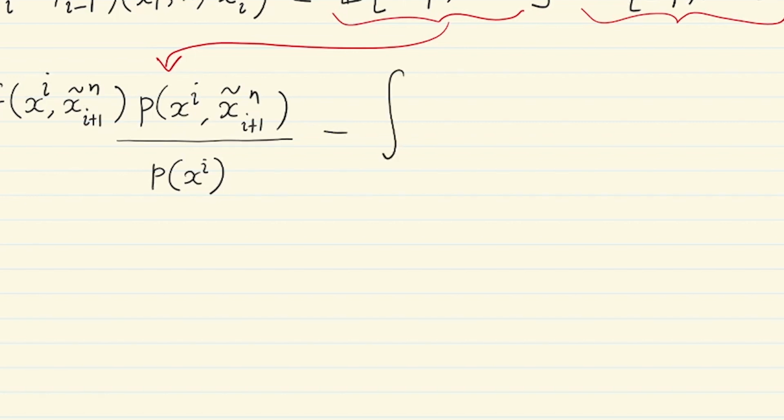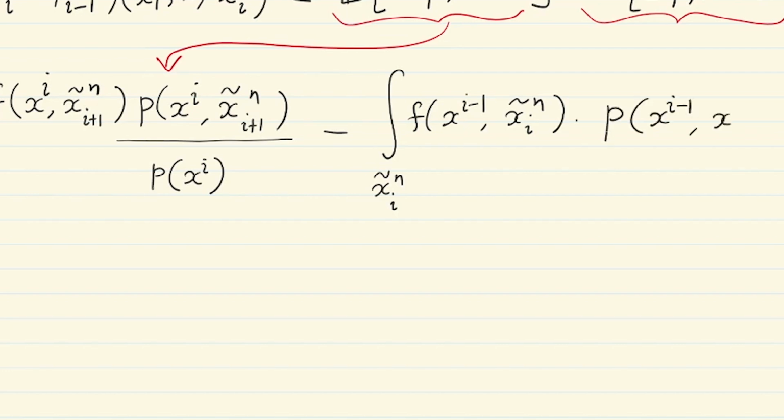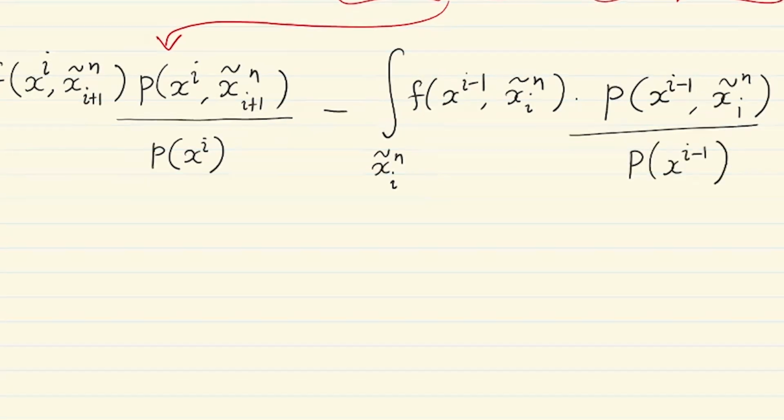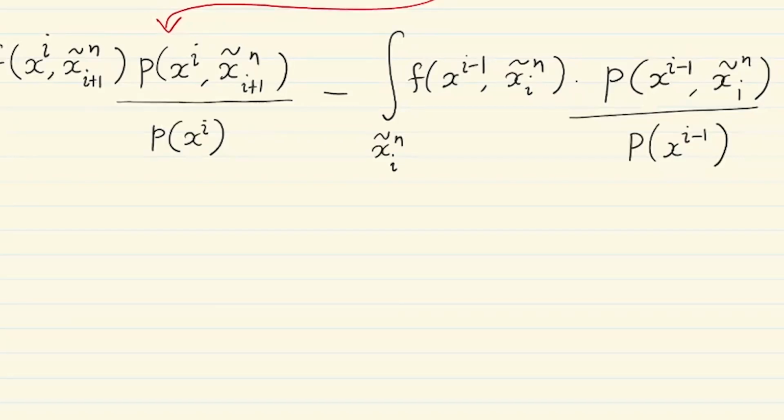So the integration is performed over all random variables other than the first i minus 1. That means x tilde i to n, f of x superscript i minus 1, x tilde i to n, and then you have finally a p of x superscript i minus 1, x tilde i to n, and one has to divide by p of x superscript i minus 1. Okay, so both of these conditional expectations are written in detail as integrals.